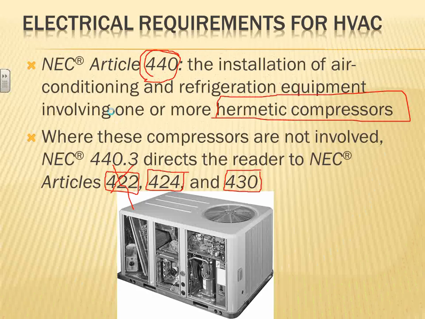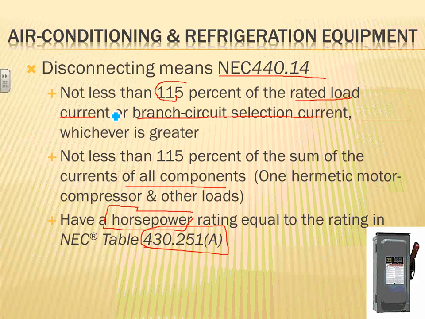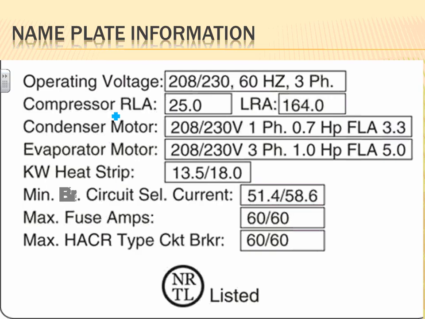I know the sheets make it a little bit simpler though. There you have it. Here are a couple of nameplates, guys. Rated load amps, that's your rated load amps. Locked rotor, this is compressor equipment, directly for the compressor. Here's my locked rotor current for this particular compressor.